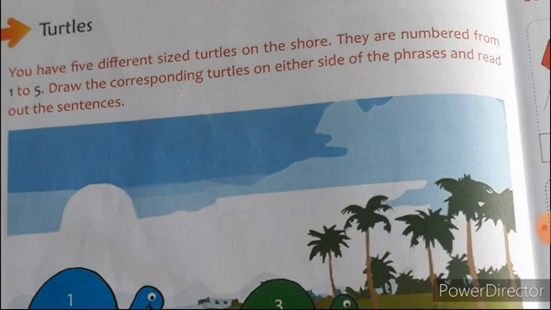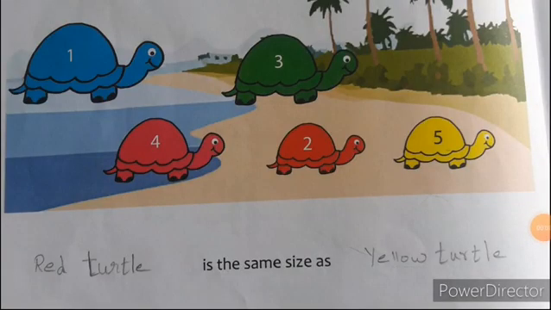Page number 6, children. You have 5 different sized turtles on the shore. They are numbered from 1 to 5. Draw the corresponding turtles on either side of the phrases and read out the sentences. So children, there are 5 turtles given. Each is numbered, and each one is different in color and also in size. According to the phrases, you have to draw and fill the turtles with the corresponding color and size, and then you have to read the sentence.